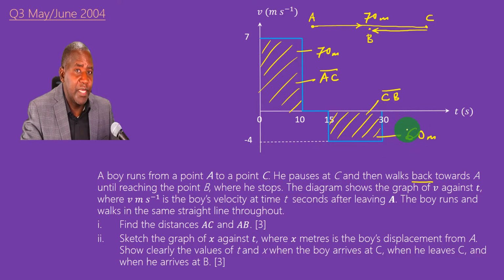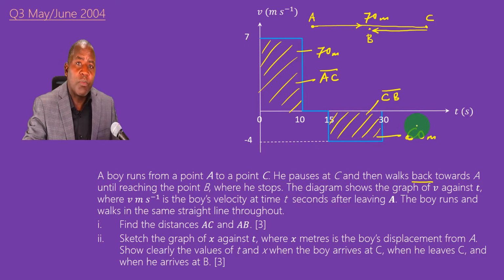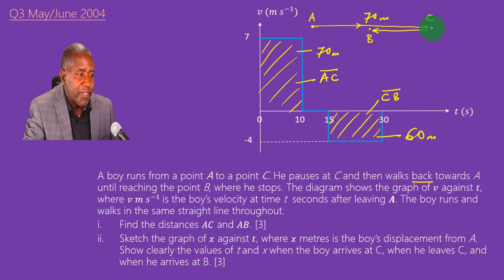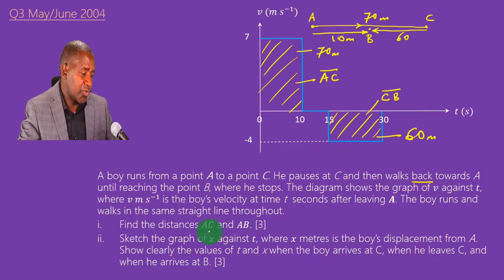The negative sign here signifies that it is in the opposite direction. It is the opposite direction to the distance which we are taking positive. So he runs 70 meters to point C, then he retraces his path and moves 60 meters in the opposite direction. So the distance from A to B is just 10 meters. So this one is 70 and this is 10. That's the way I view it.